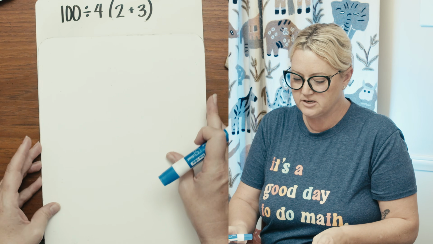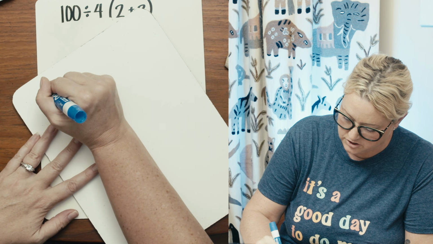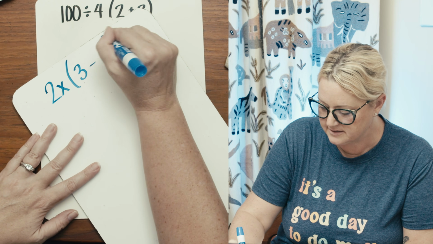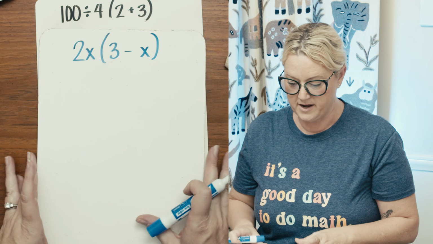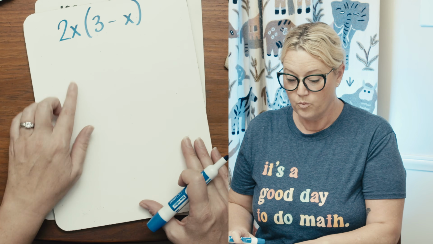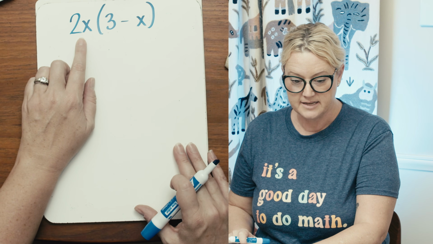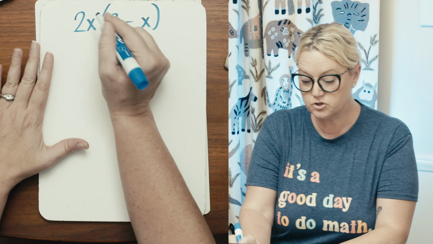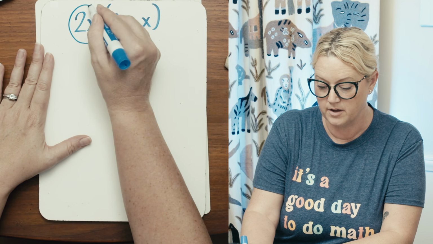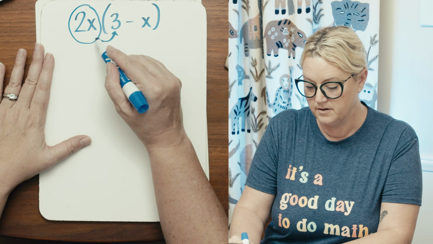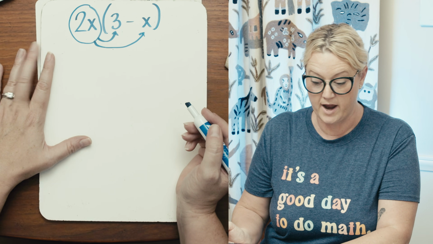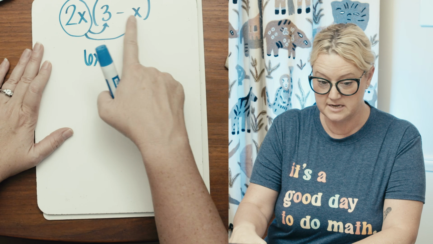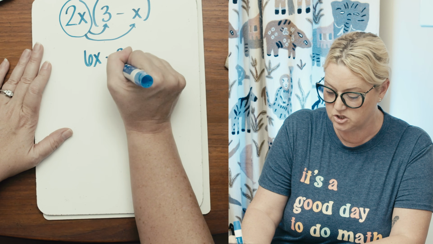So if we're looking at the distributive property and I have something like 2x times 3 minus x, if we use the distributive property in this case, right, we're going to be taking that 2x and we wouldn't just distribute the x, right? We're going to distribute this whole term all the way through, right? So 2x times 3 is 6x. 2x times negative x is going to give us minus 2x squared.